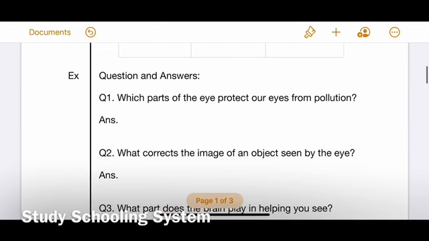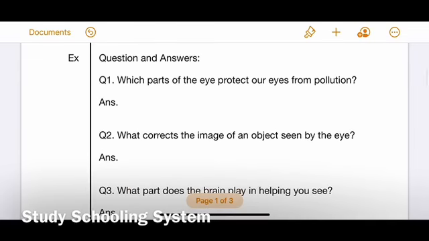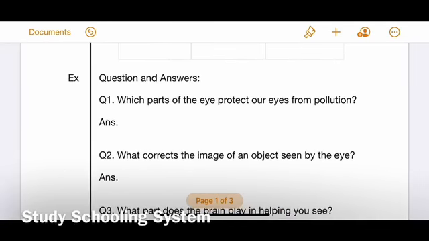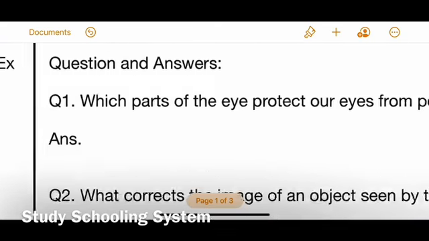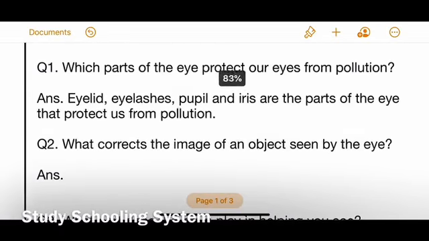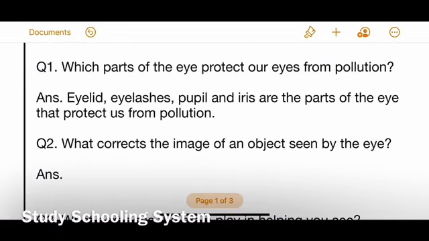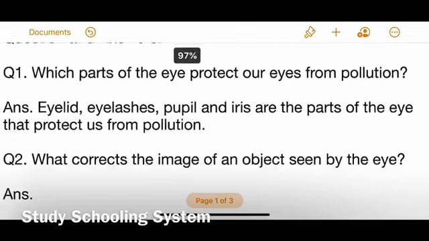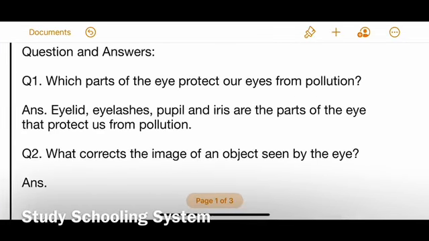Second exercise is question and answers. So let's do these together. Question 1. Which parts of the eye protect our eyes from pollution? So first of all, understand this question. Not only is it saying protect your eyes from pollution, and you already read this so you know. However, it also says parts, not just one part. So think carefully. The first question's answer is eyelid, eyelashes, pupil, and iris are the parts of the eye that protect us from pollution. So in your book, pupil and iris are not mentioned, but they are the basic thing about the eye that you should know.